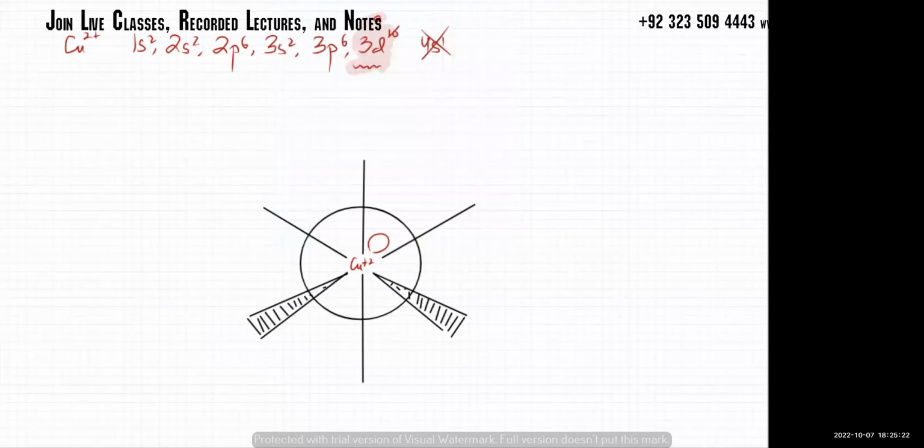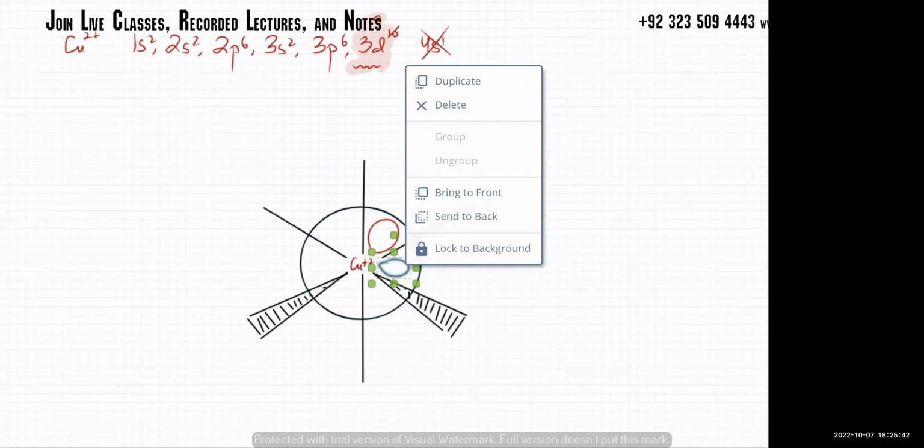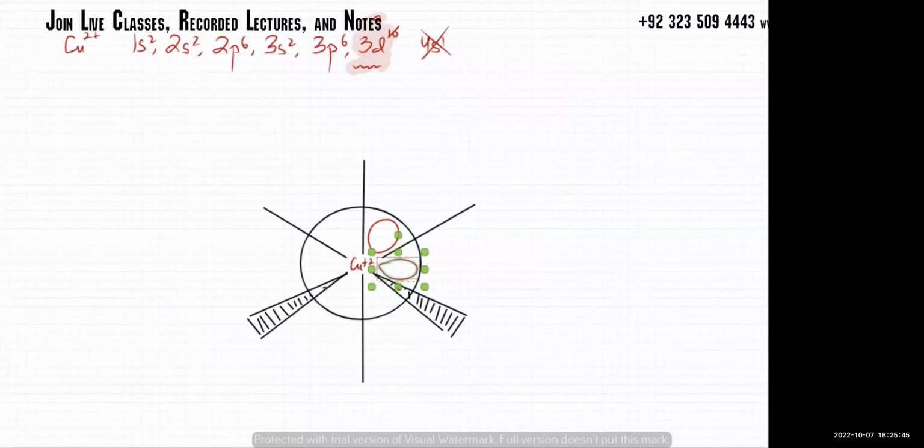So anyways, I've got my d subshell. The d subshell were of two types. There was electron density that was lying between the nucleus, and there's electron density that's existing between the axes, right? So you've got all sorts. So I've got all sorts of d subshells.